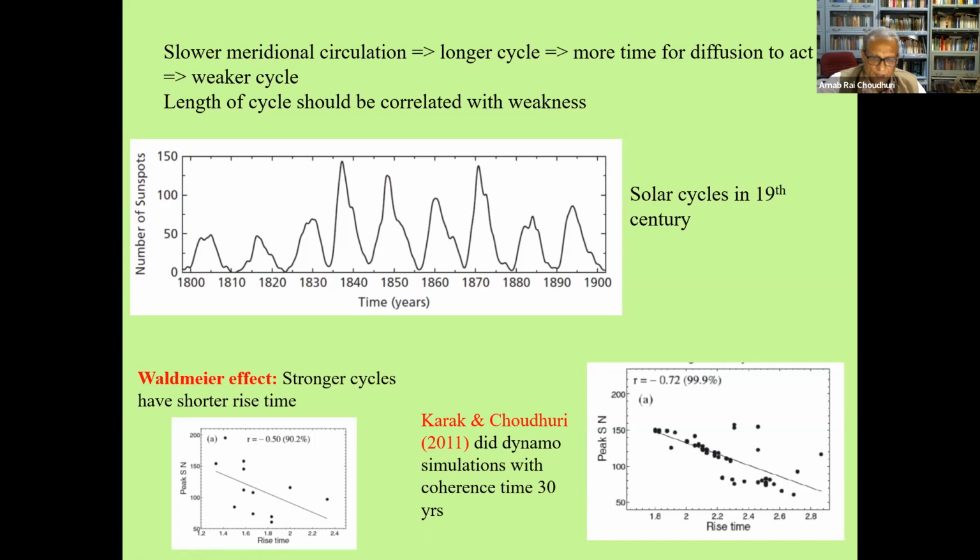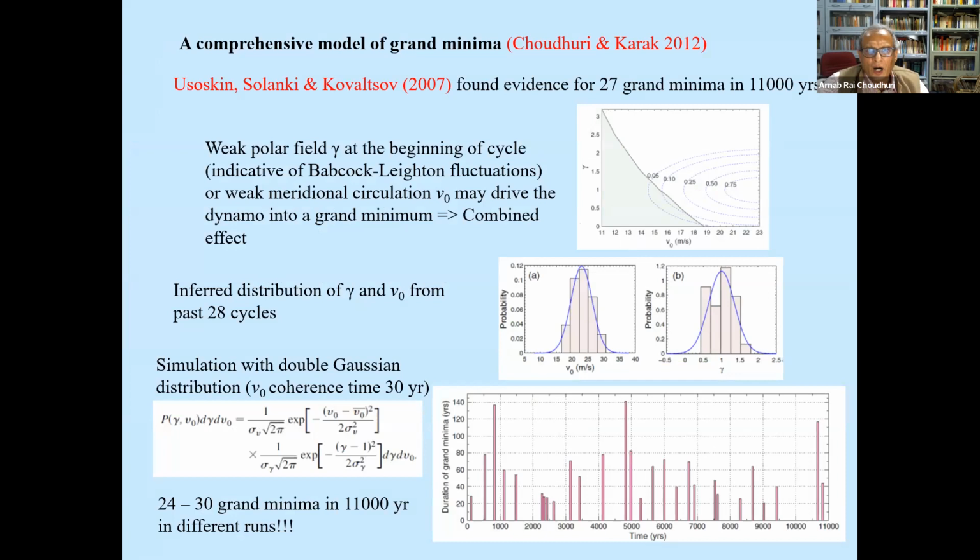Now I come to the question, how can we make a model of the grand minima? In the last few years, it has been possible to analyze polar ice core data and from it draw conclusions about the nature of solar cycle activity in the past few thousand years. I don't have time to get into the details of how that is done, but I would merely quote the result of Usoskin et al., who found that there were something like 27 grand minima in the last 11,000 years. So the modern minimum was not something unique. So how can we explain this grand minimum?